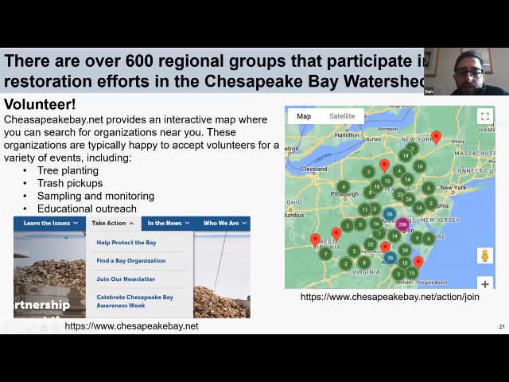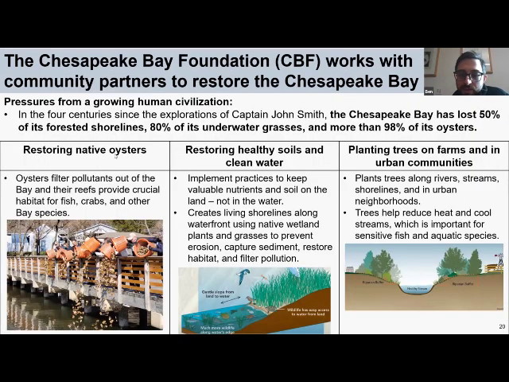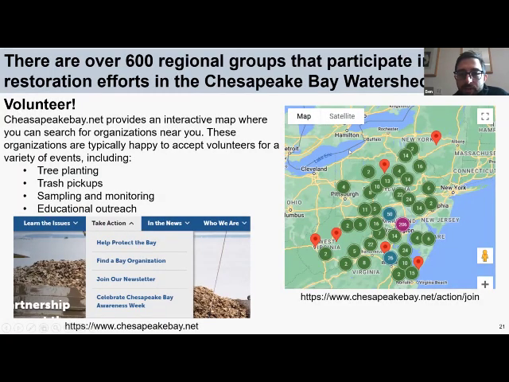Okay, so if you go to ChesapeakeBay.net, which is the Chesapeake Bay Foundation's homepage, they have this interactive map that shows there's over 600 regional groups that participate in similar restoration efforts in the Chesapeake Bay watershed. I think these numbers here, if you click on them, there's 206 right here that you could go to. Depending on where you're located, and if you're interested in getting involved, you can find an organization probably pretty close by that does it.